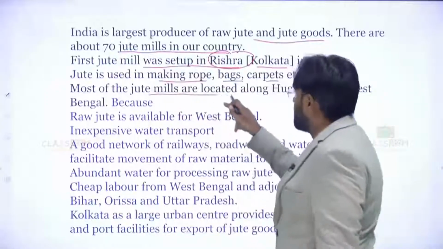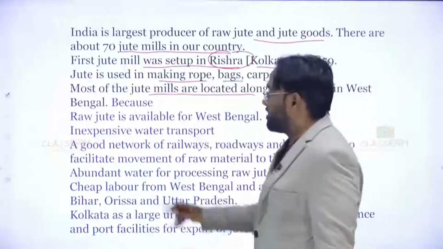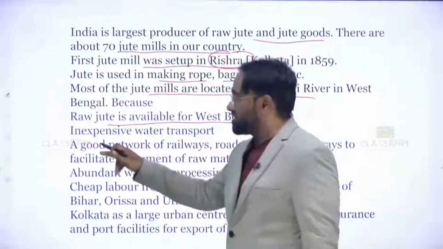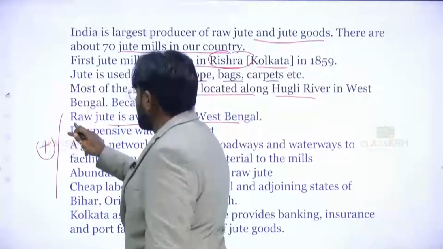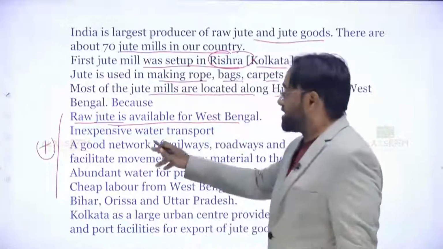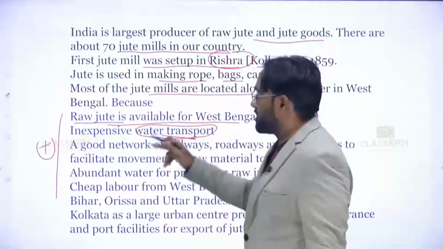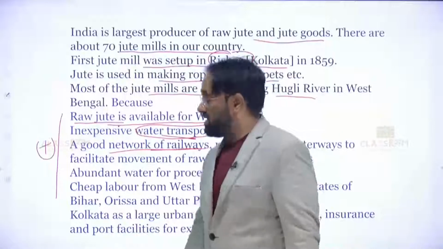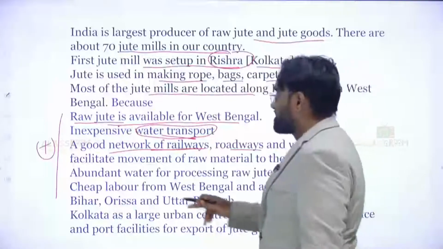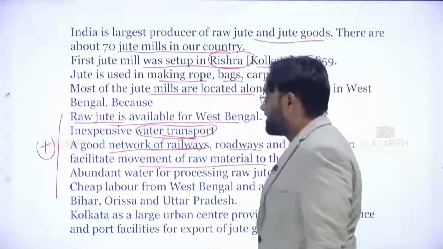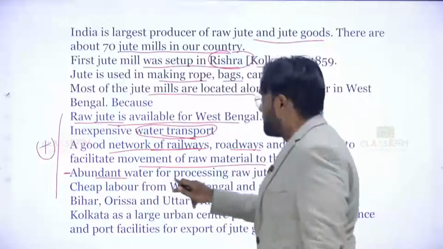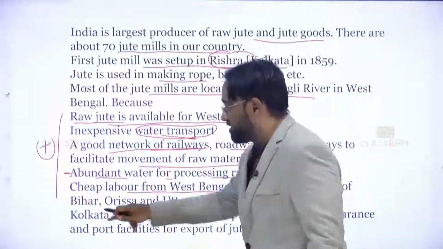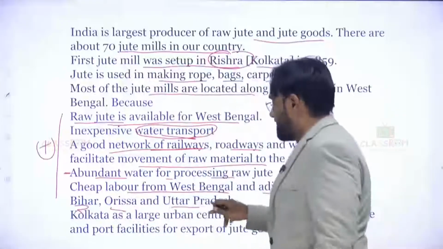Most of the jute mills are located along the Hooghly river in West Bengal because raw jute is available there. Inexpensive water transport, see, again these are positive conditions. A good network of railways, roadways and waterways facilitates movement of raw material to the mills. Abundant water for processing raw jute, and cheap labor from West Bengal and adjoining states of Bihar, Orissa and Uttar Pradesh.